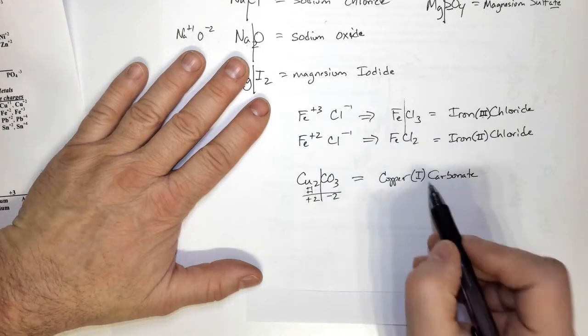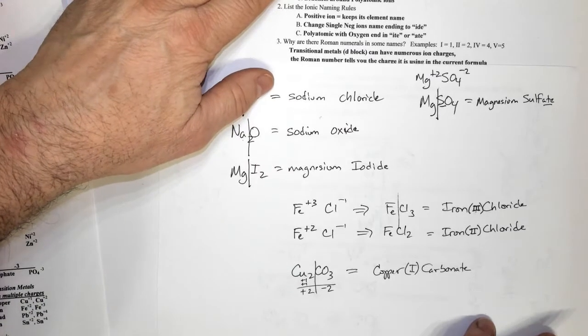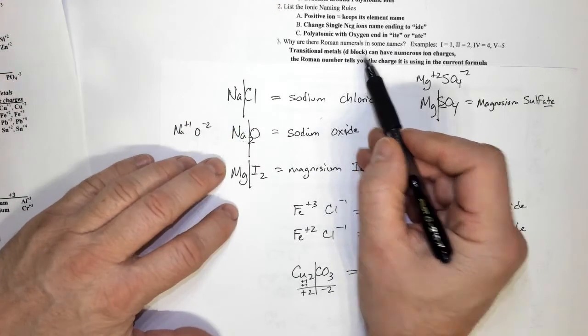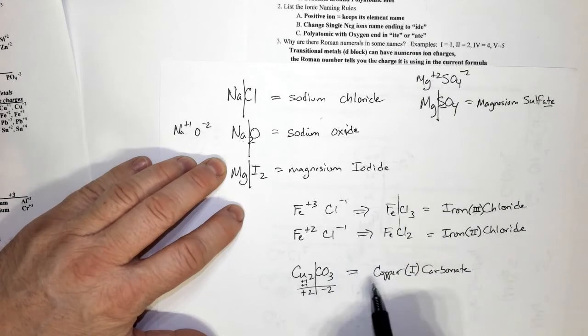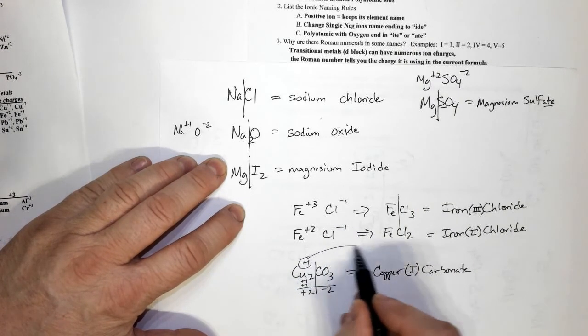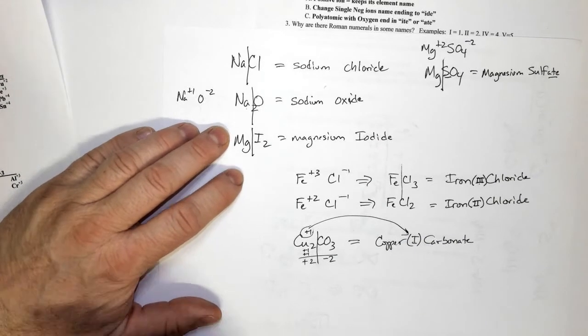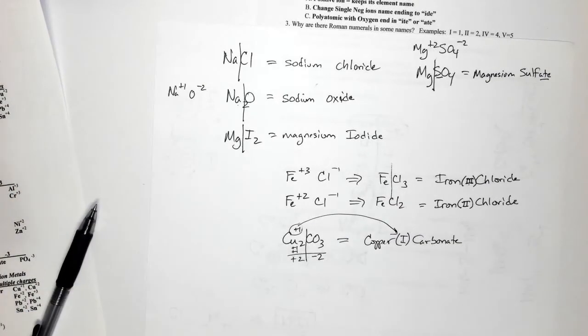Okay? So the Roman numeral means that you're dealing with a D block transition metal, and those are indicating the charge. So this has a +1 charge, and that charge goes into the name as a Roman numeral. Okay? And that is how you do ionic names. So I want you to remember that as you're doing these, okay?